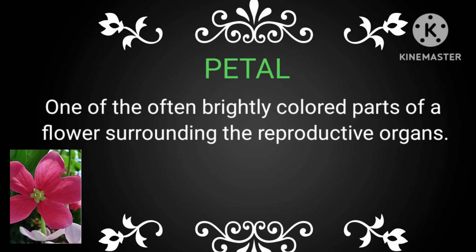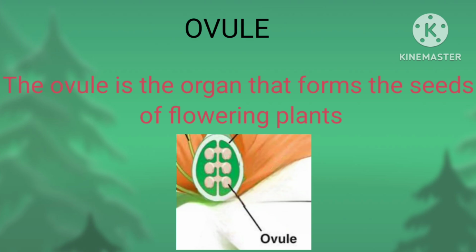Now let's see about petal. One of the often brightly colored parts of a flower surrounding the reproductive organs. You know, the petal is very attractive for the insects. Now let's see about the ovule. The ovule is the organ that forms the seeds of the flowering plants. To remind you, the ovule is the egg where the seeds are formed.